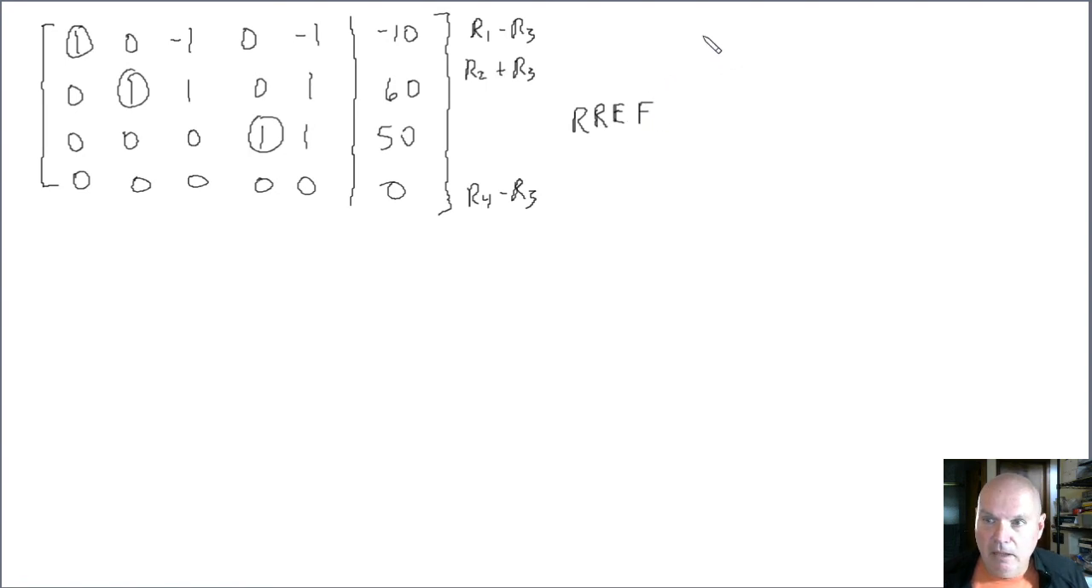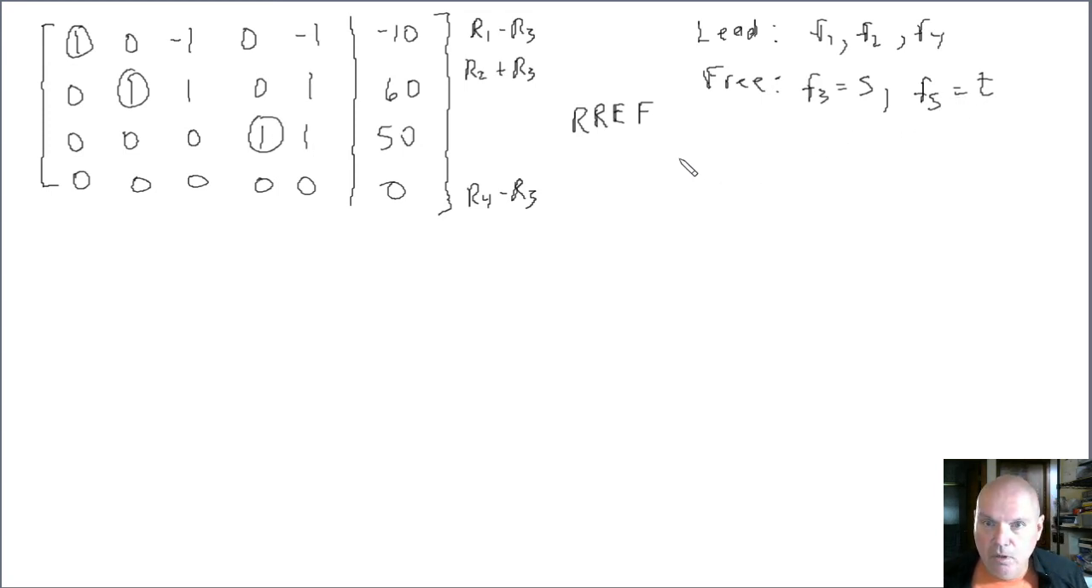Okay. My lead variables are F1, F2, and F4. Right? F1, F2, and F4. So my free variables are going to be F3. So I'm going to let it equal this unknown parameter S, and then F5 is the other unknown parameter T.